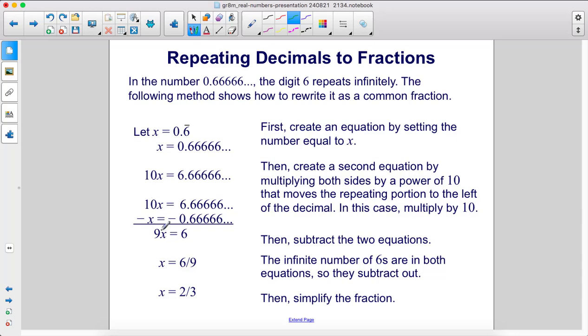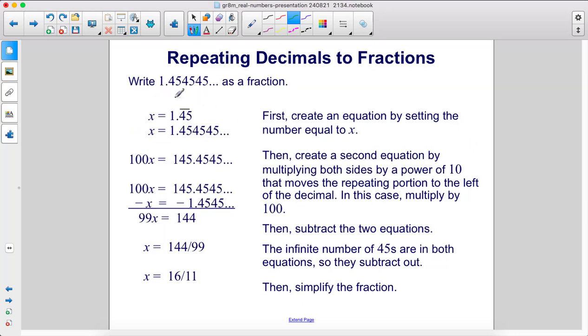10x minus x is 9x. 6.6666 and so on minus 0.6666, well, the whole infinite portion goes away, leaving us with 6. Therefore, divide both sides by 9. x equals 6 over 9. Simplified, x equals 2/3. Write 1.454545 as a fraction.